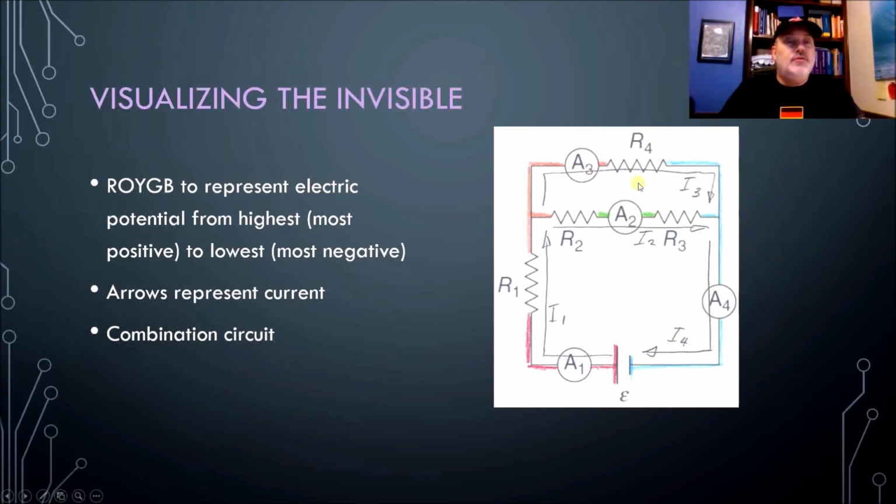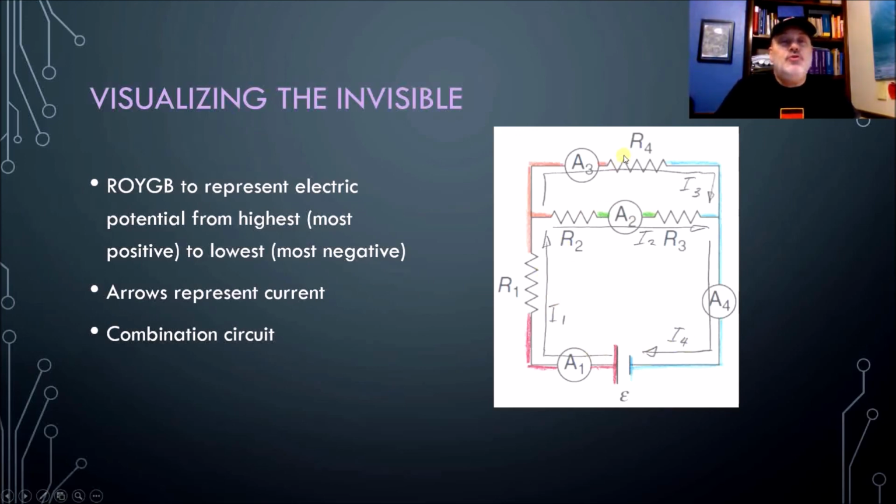Current 3 goes through resistor 4 up here that I have, and then current 2 that I've drawn goes through resistor 2 and 3 and this ammeter. So this ammeter reads the current for these two. Ammeter 3 reads the current for resistor 4. And then ammeter 4 reads the combination of these two back, and hey, those two have to be the same, right? Because this one's going into the battery, this one's coming out of the battery.